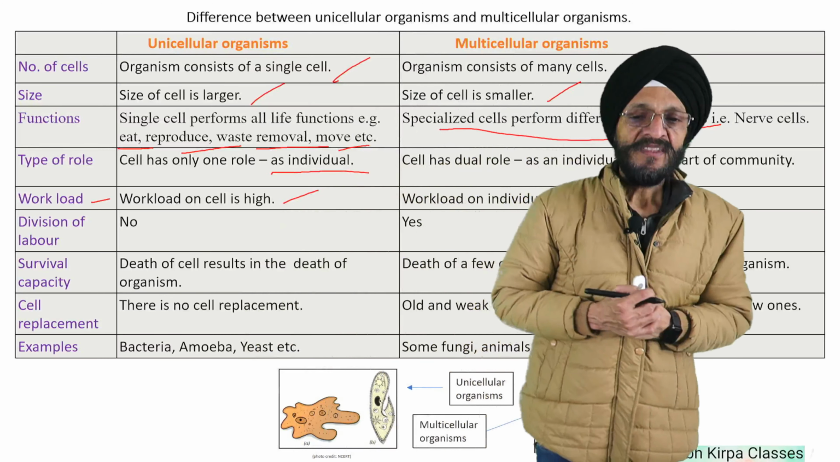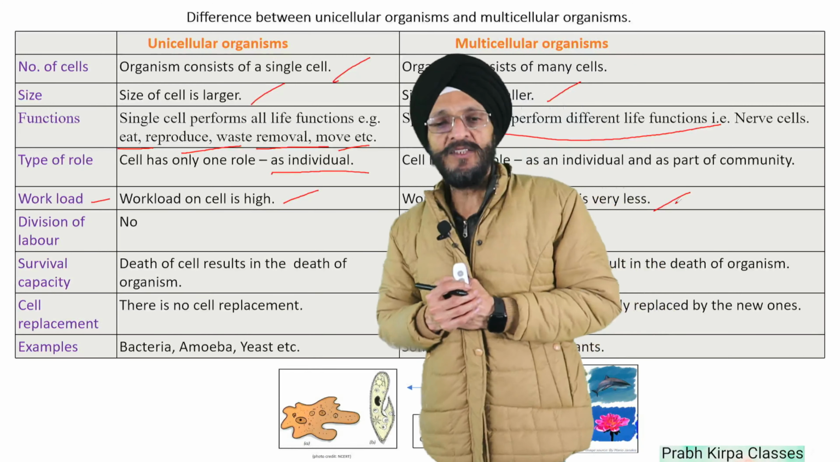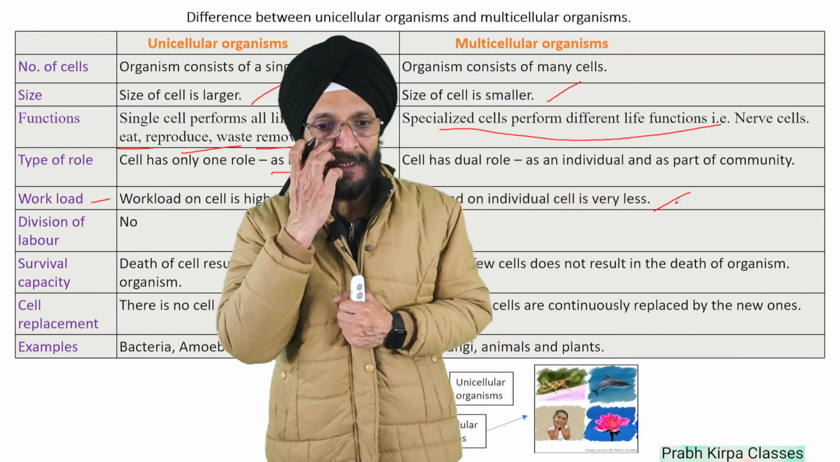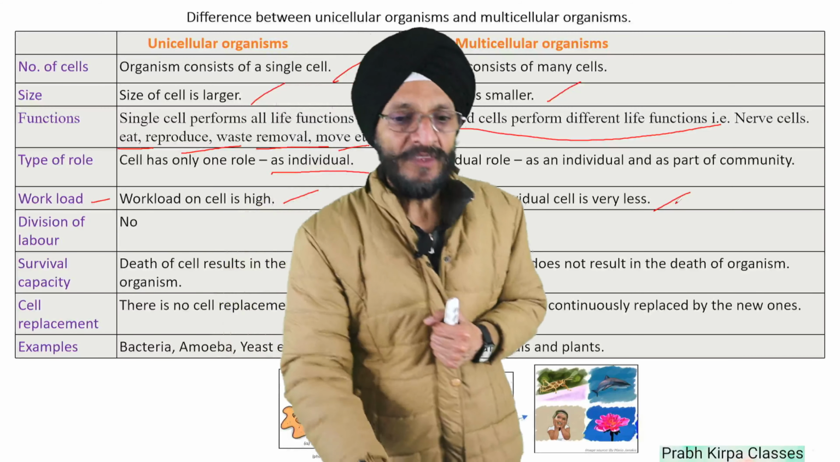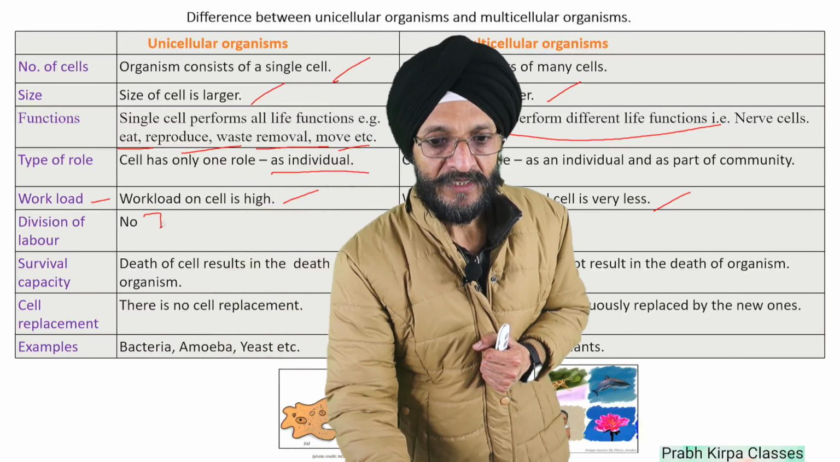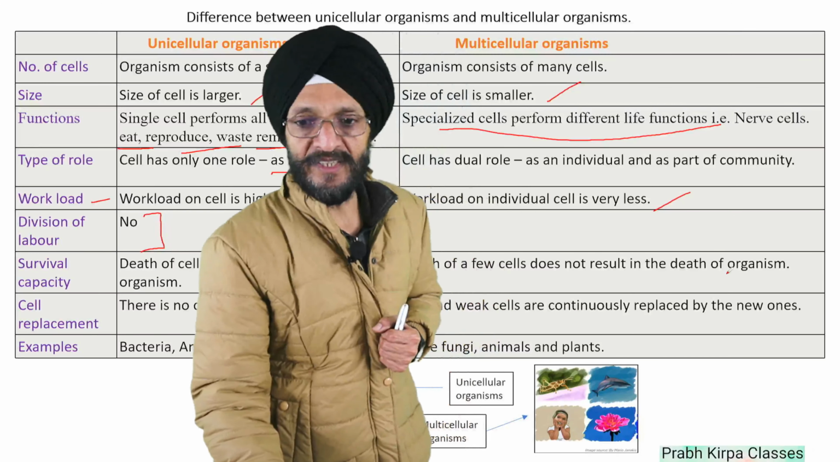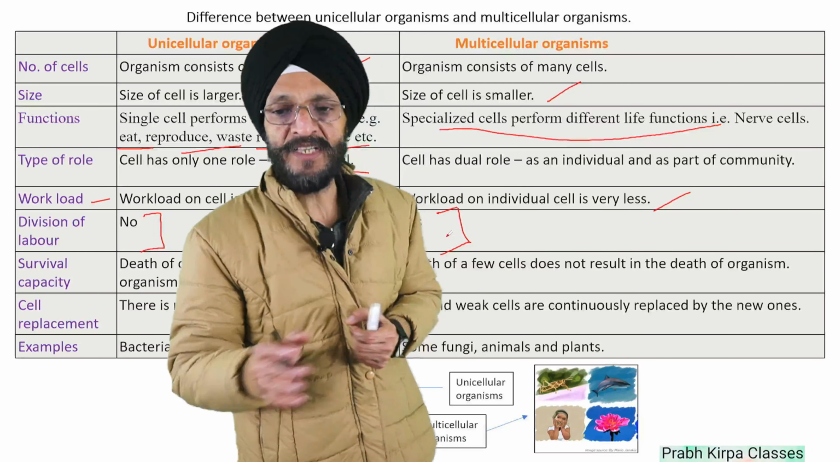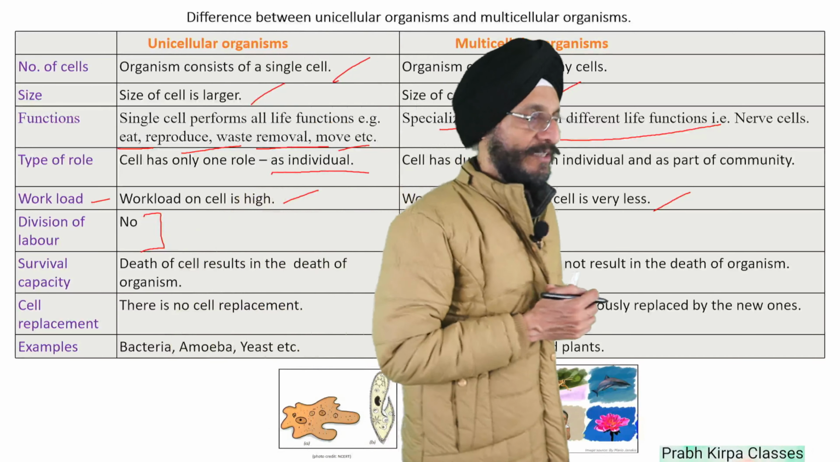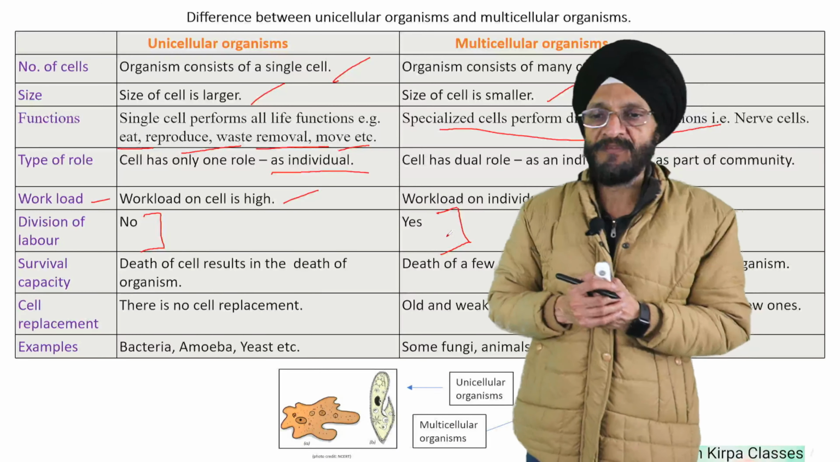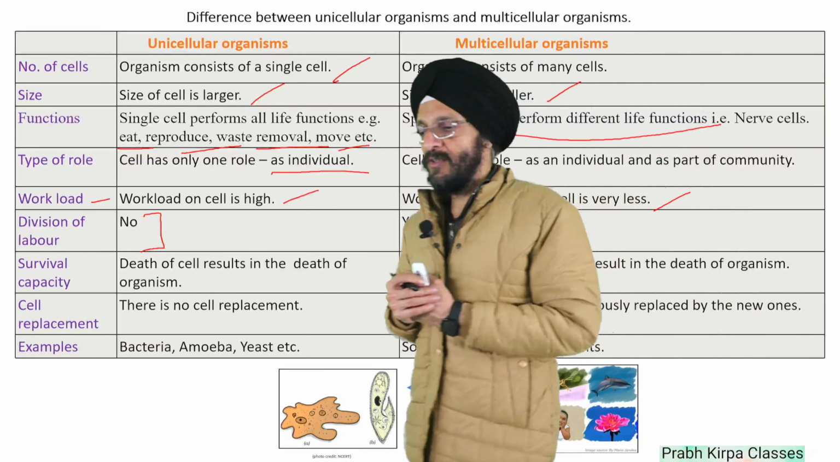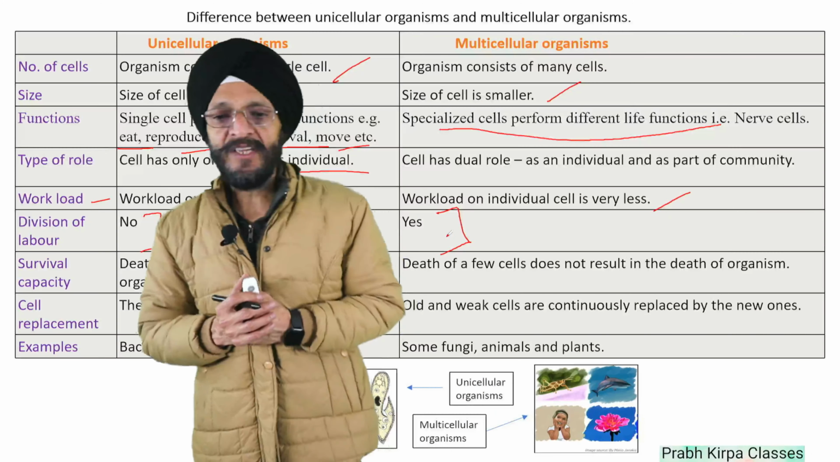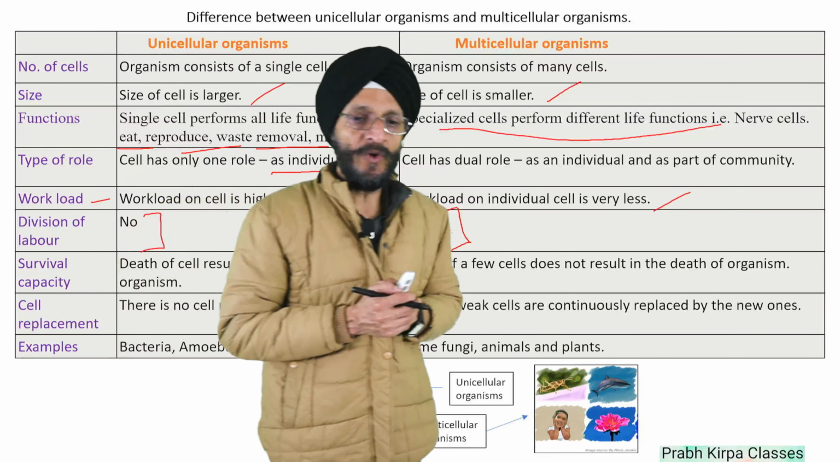Next point is division of labor. As there is only a single cell present in the unicellular organism, no division of labor is there. Whereas in the case of multicellular organisms, there are a large number of cells present in the organism and different cells perform different functions. So division of labor is there in case of multicellular organisms.